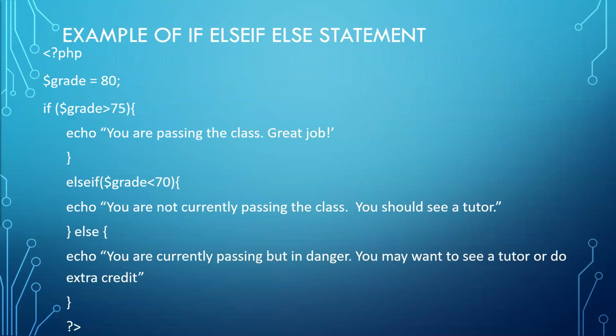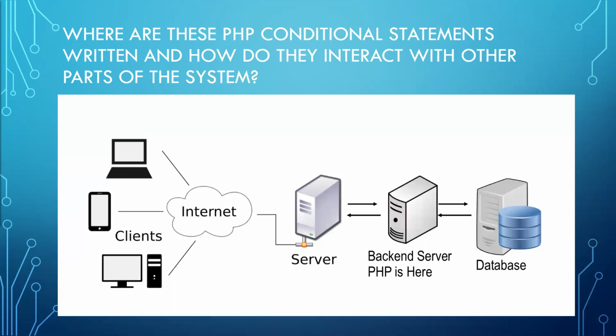Let's look at an example of that. So I have a variable here, grade, and I've set it equal to 80. If the grade is greater than 75, then you'll have an echo out, you are passing the class, great job. Else, if the grade is less than 70, then you are not currently passing the class and you should see a tutor. If both of those conditions are false, meaning you're between 70 and 75, then you are currently passing the class but in danger. You may want to see a tutor or do extra credit. So that gives you a simple example of how that logic works.